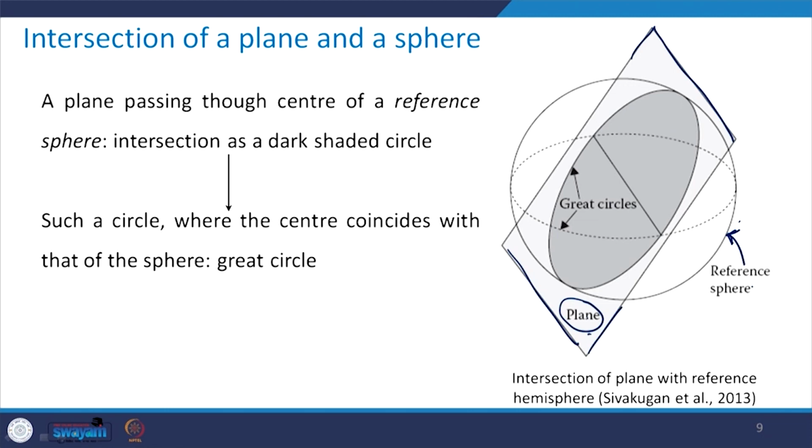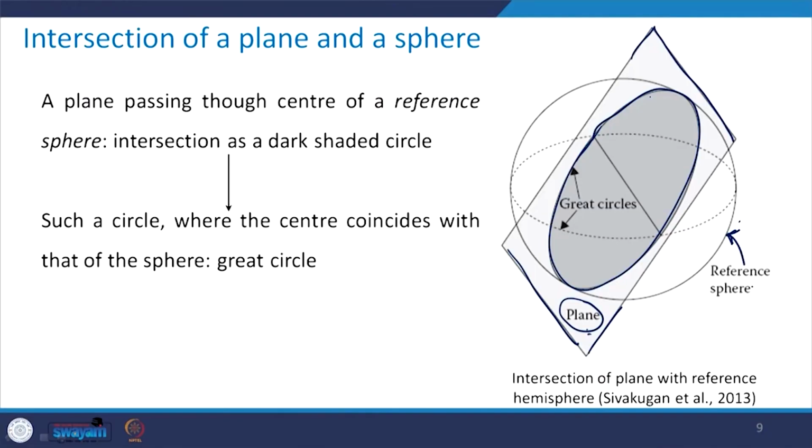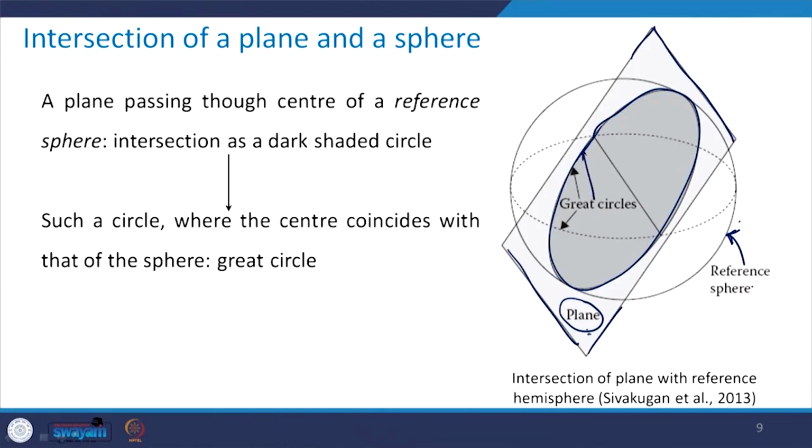How does that intersect? A plane which is passing through the center of the reference sphere is given by this dark shaded circle. You see this one. We call it a great circle because the plane is passing through the center, and any circle on this plane will also pass through the center of the reference sphere. So, this is going to be the intersection as a dark shaded circle. Such a circle, when the center coincides with that of the sphere, is called a great circle. Okay. So, this is one of the great circles.